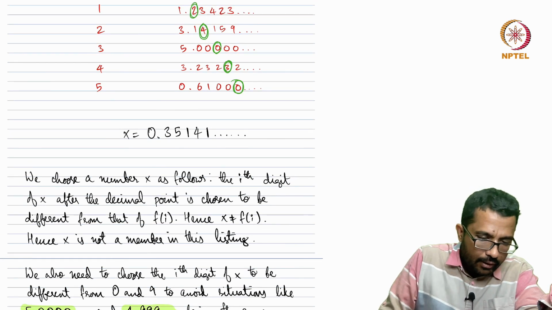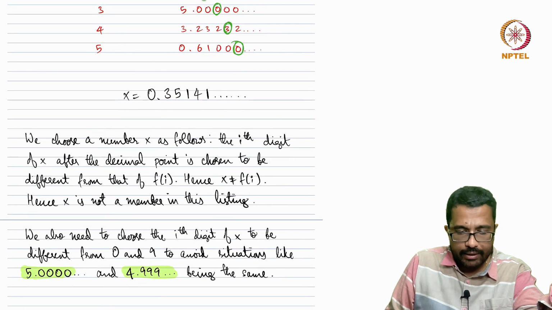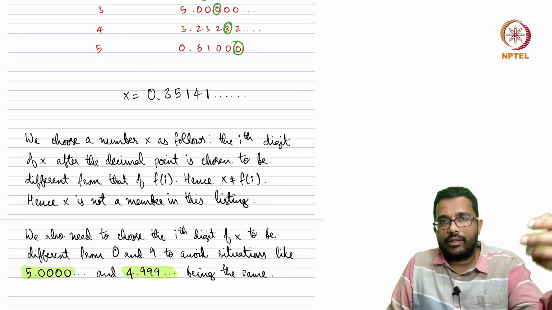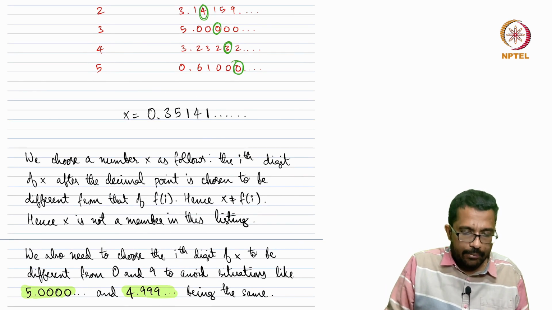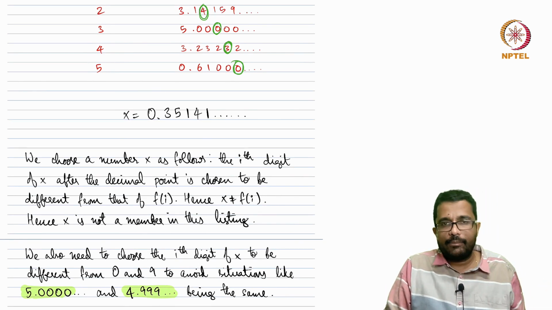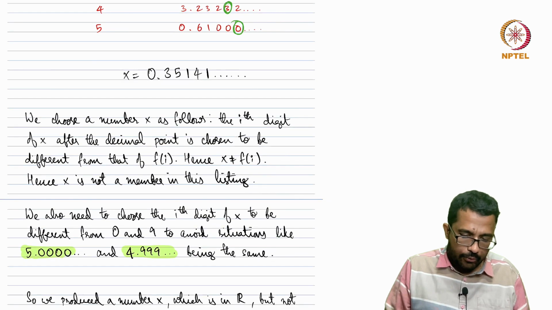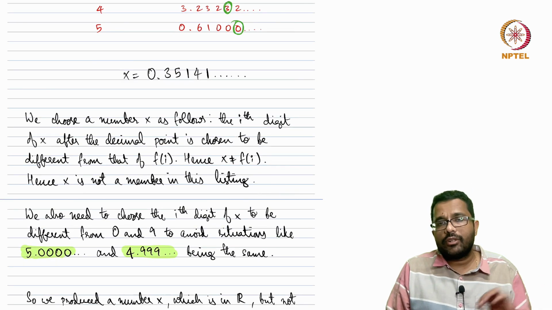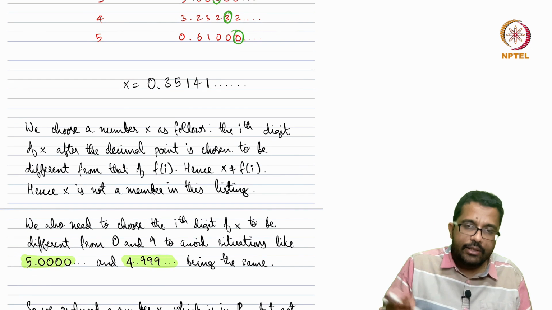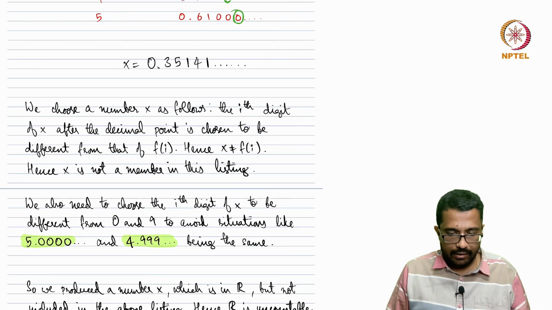So the digits of x are not going to be 0 or 9, so that this situation does not arise, right? I don't want, if I choose, let's say 999 or something in x, then it may accidentally be equal to some other number in the listing. I don't want that. I want x to be distinct from all the numbers in the listing. And so whenever we choose the ith digit of x, we choose something which is not 0 or 9, and also which is not the ith digit of the ith number, right.